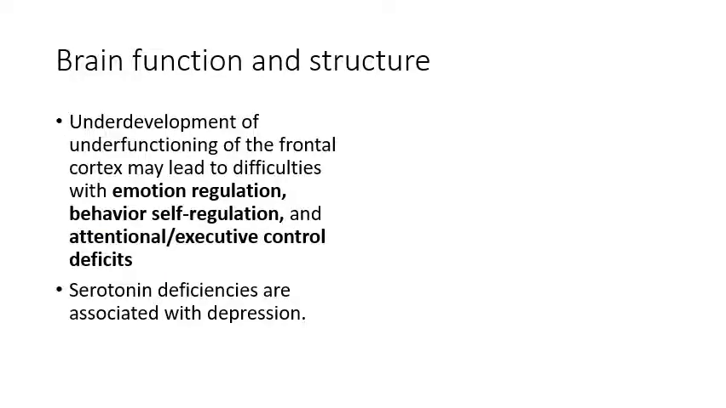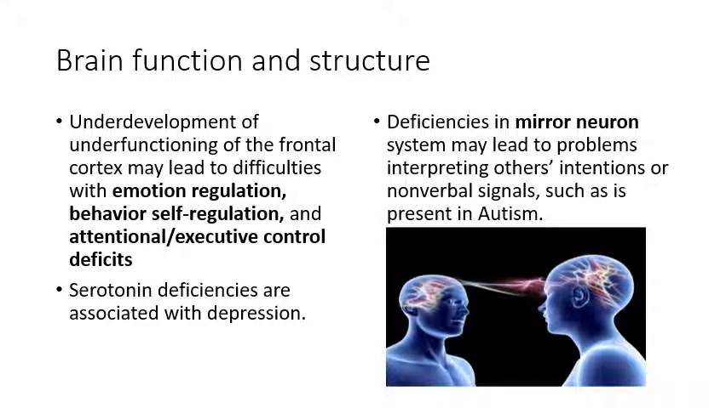We then have brain function and structure. So we may have underdevelopment or underfunction of the frontal cortex, which could lead to difficulties with emotional regulation and behavior self-regulation. A child can't control emotions and behavior, and also attention deficit disorder or executive control deficits. We know that serotonin deficiencies are associated with depression, and we know that it's a bidirectional relationship. And we may know that deficiencies in the mirror neuron system may lead to problems interpreting others' intentions or nonverbal signals, such as in autism.